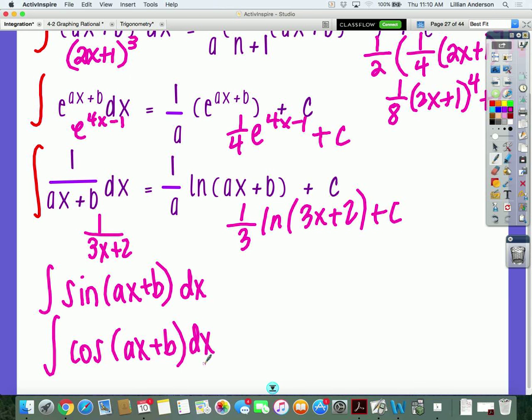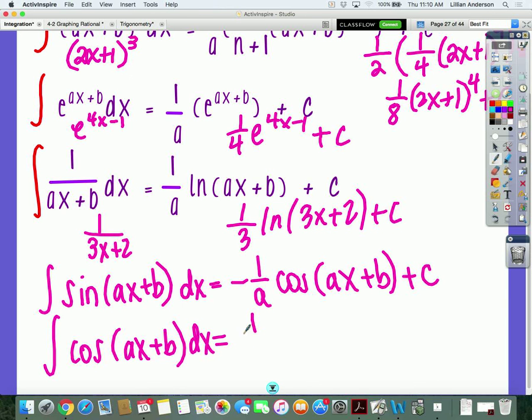The antiderivative of sine is negative cosine, so then it's going to be a negative 1 over a cosine ax plus b plus c, whereas this one is just 1 over a sine. These are for your trig function ones. What about secant? We don't have to worry about secant, cosecant. There's no going for a tangent either. It's on homework. There's a secant one.